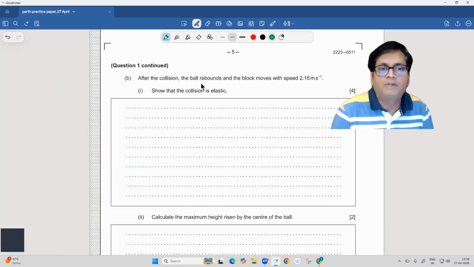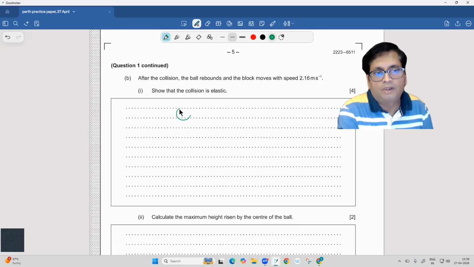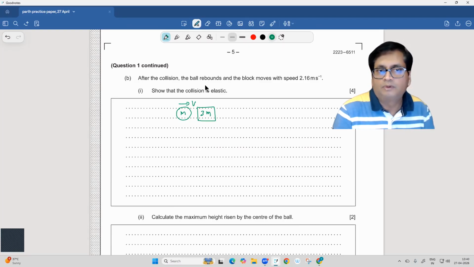After the collision, the ball rebounds. So when the collision happens, this is the ball. It was going at v and it collides with this block, right? This is m, this mass is 3m, 0.8, 2.4. The ball rebounds and the block moves with the speed of 2.16 meter per second.